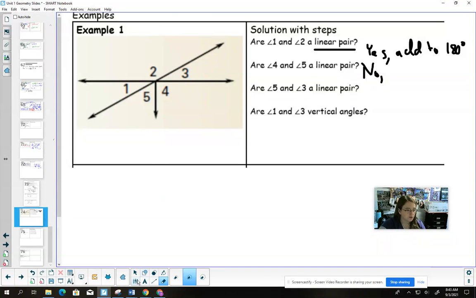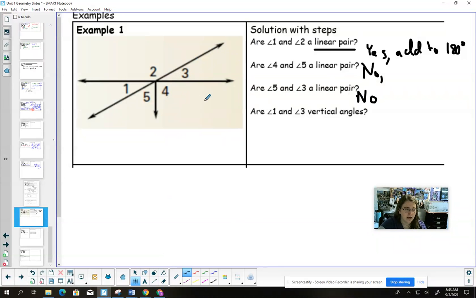Let's look at 5 and 3 now. So I'm going to mark 5. I'm going to mark 3. Here's 5 and 3. Well, they're not even touching. To be a linear pair, they have to be touching. And we have this gap right here. That doesn't work. We need that full rainbow to give us a linear pair. And no, they are not a linear pair. They're not even touching.